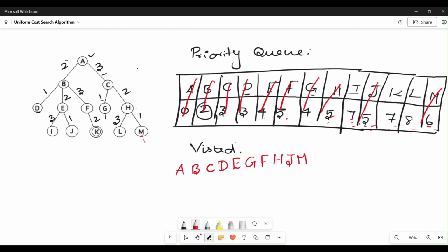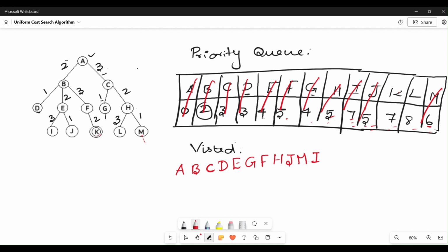Now we will be checking from this I, K, and L. Even though I and K have the same value, I has the highest priority because it was added first. So check the I. I doesn't have any nodes below it, and it is a leaf node. So taking it out from the priority queue and add it into the visitor. So next we will be checking K and L. So directly we can say that K is the smallest value. So checking for the K value.